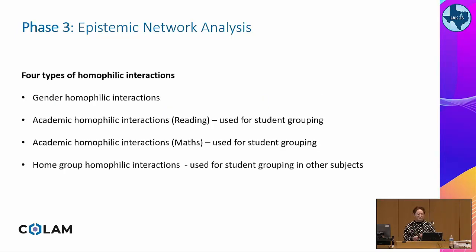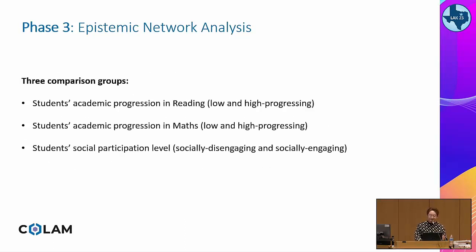We consider the temporal changes in 4 types of homophilic interactions, including gender, prior academic attainment in reading and math, which we use for student grouping in these 2 subjects. Home group homophilic interactions, which was also used for student grouping for other subjects. These homophilic interactions were compared among 3 different comparison groups, including comparing low and high progressing students in reading and math, and comparing socially disengaging and engaging students.